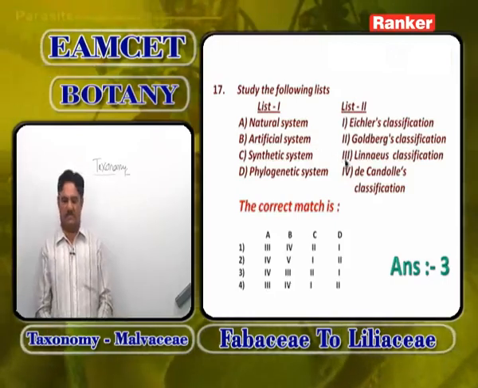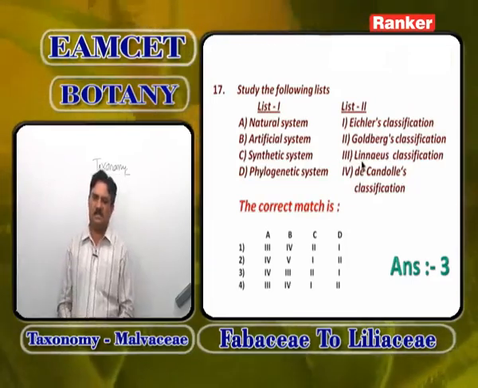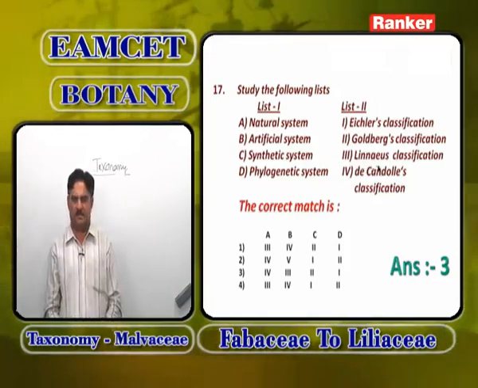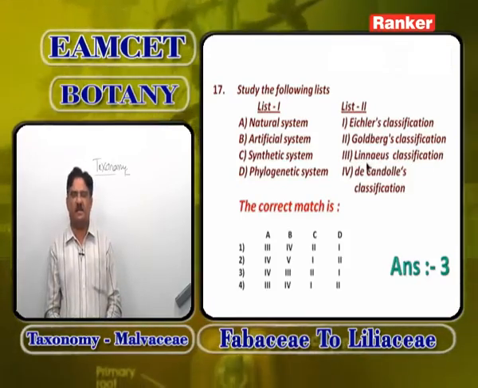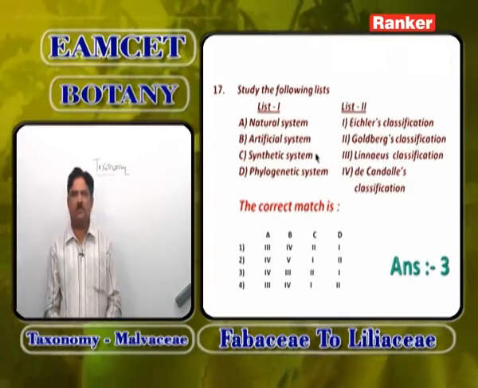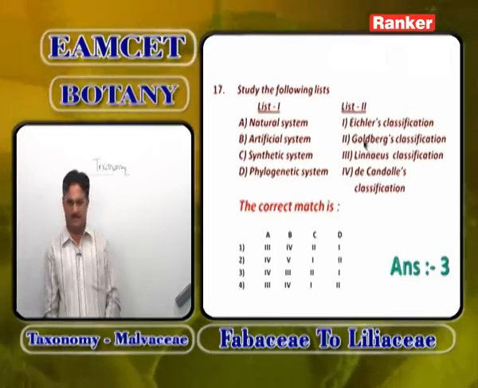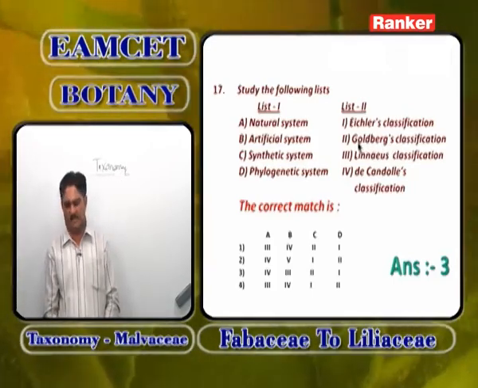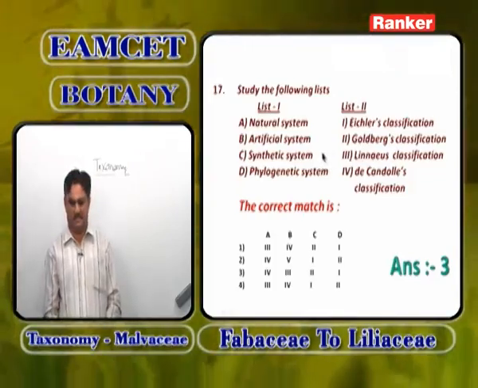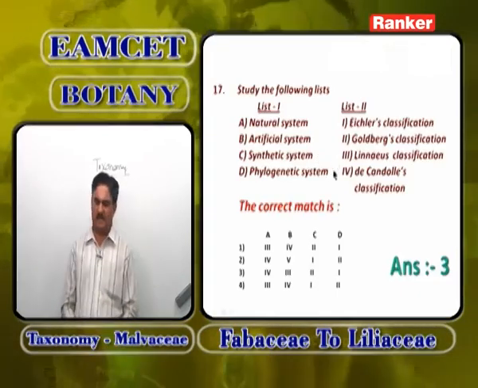B3, Linnaeus system. Linnaeus system is an artificial system because here one or two morphological characters are taken into consideration. As he has given importance to the number of carpels and stamens, his system is also called the sexual system of classification. Synthetic system. I don't say Goldberg system is the only synthetic system. It is Congreve system, Takhtajan system, Thorne system and Goldberg system. So here in this matching, synthetic system means Goldberg system, and phylogenetic system is Eichler system.